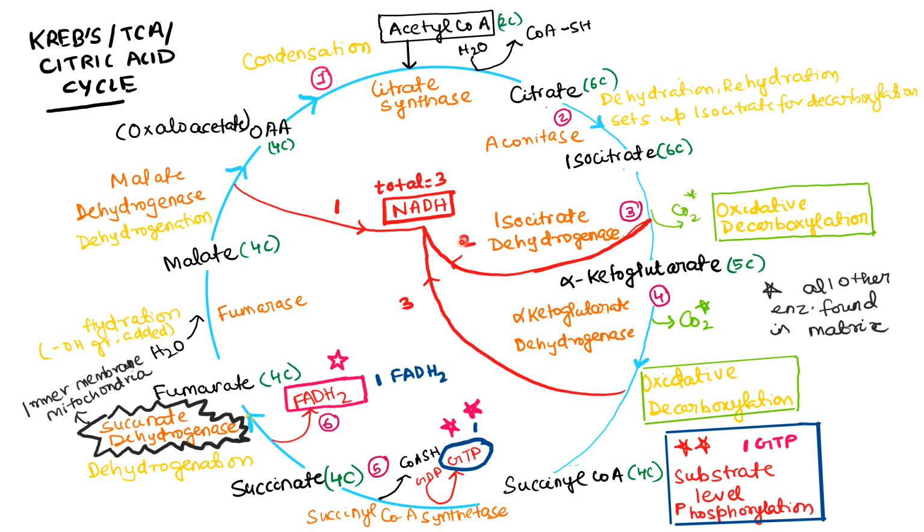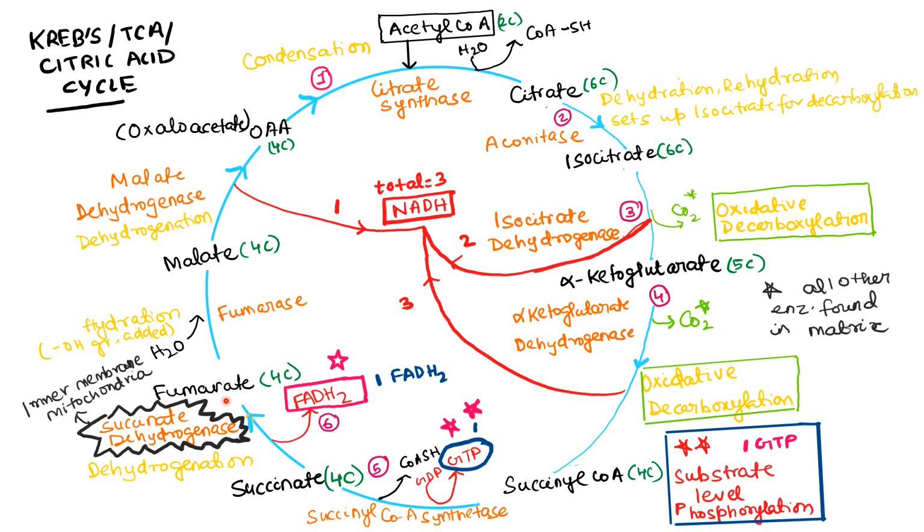This enzyme is very important because succinate dehydrogenase is the only enzyme in the Krebs cycle that is present in the inner membrane of mitochondria. All the other enzymes of the Krebs cycle are present in the mitochondrial matrix, excluding succinate dehydrogenase, which is present in the inner membrane of mitochondria. Okay, so let's come back to the Krebs cycle now.